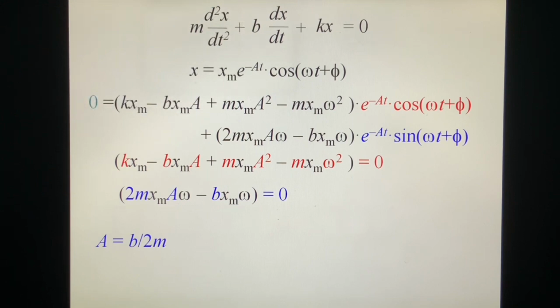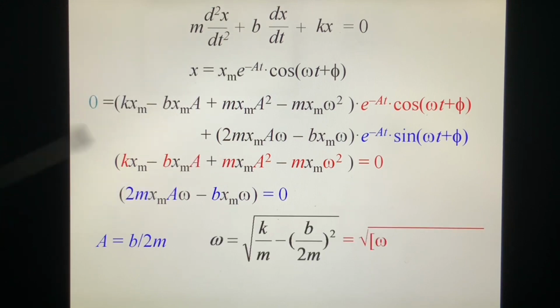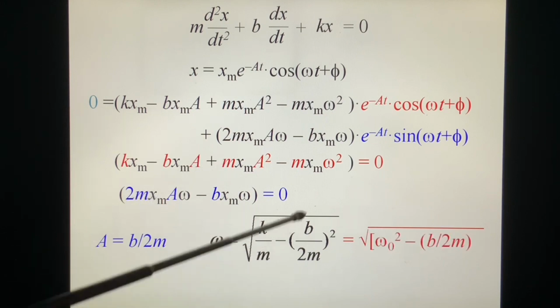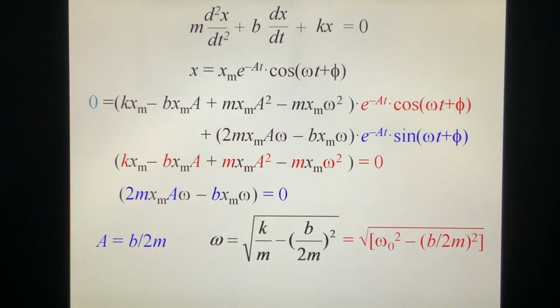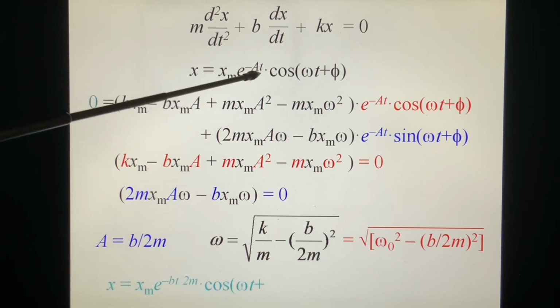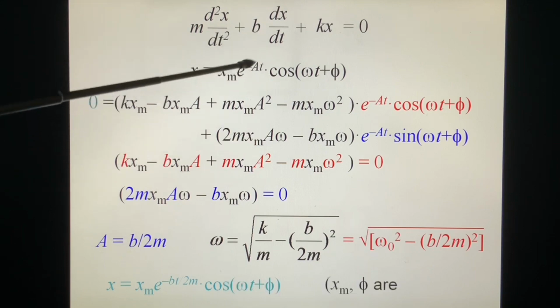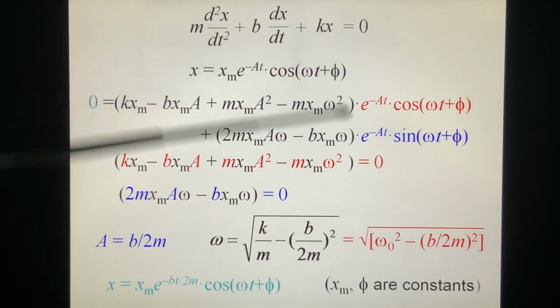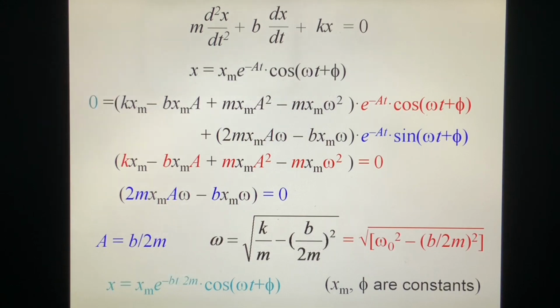Relating b and m, you put a in and we get omega. Omega equals the square root of k over m minus b over 2m squared. And k over m is omega 0 squared. Usually this term is much smaller than this term, so we drop it. We get the frequency; it does not change too much. All right, we have a, then we get the answer. So x equals x_m e to the minus b over 2m t, cosine of omega t plus phi. This omega is this omega, plus the phase.